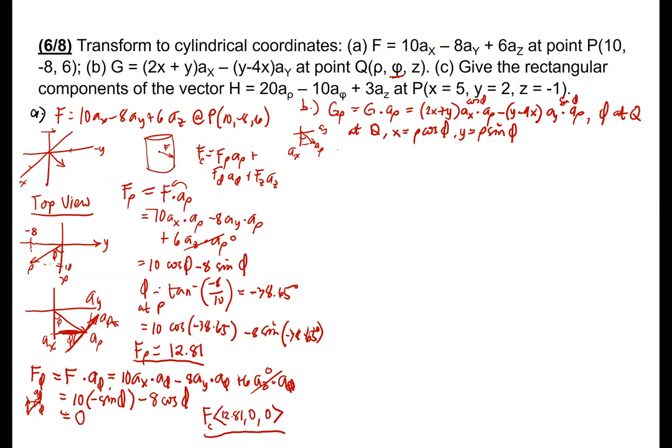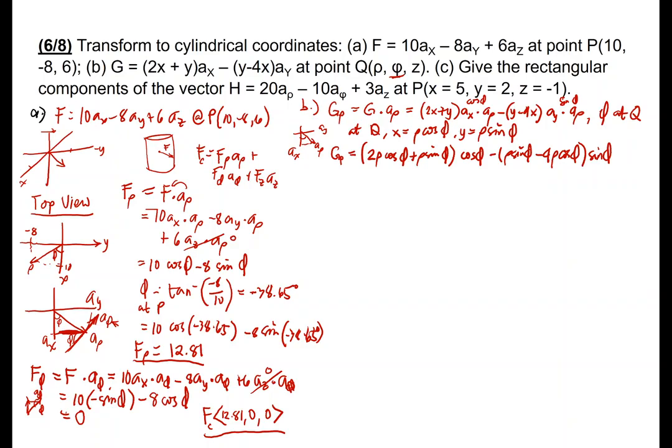So G dot a rho now becomes 2 times x, which is rho cosine phi, so you have 2 here, and then plus y, which is rho sine phi, times the cosine of phi. Then a x dot a rho is cosine of phi, minus y, so y is rho sine phi, minus 4x, which is 4 rho cosine phi, times the sine of phi. Just arrange this equation and then we will get the answer.